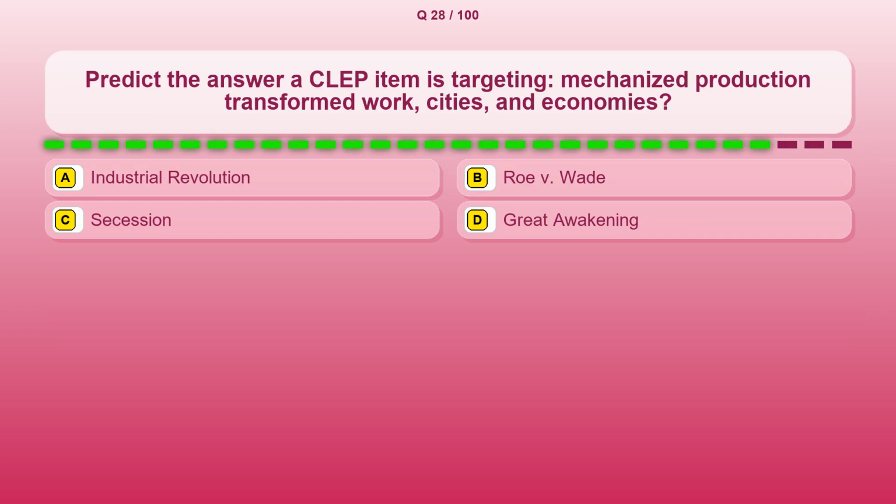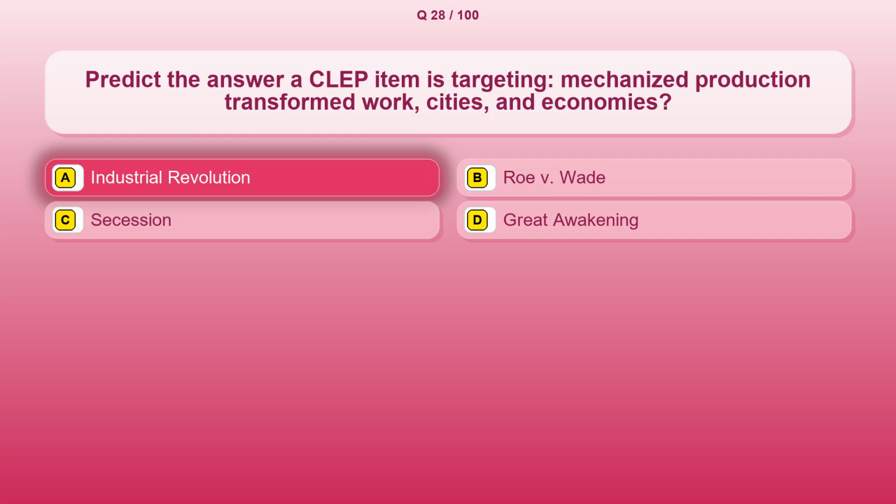Question 28. Predict the answer. A CLEP item is targeting mechanized production transformed work, cities, and economies. Option A, Industrial Revolution. Option B, Roe v. Wade. Option C, Secession. Option D, Great Awakening.